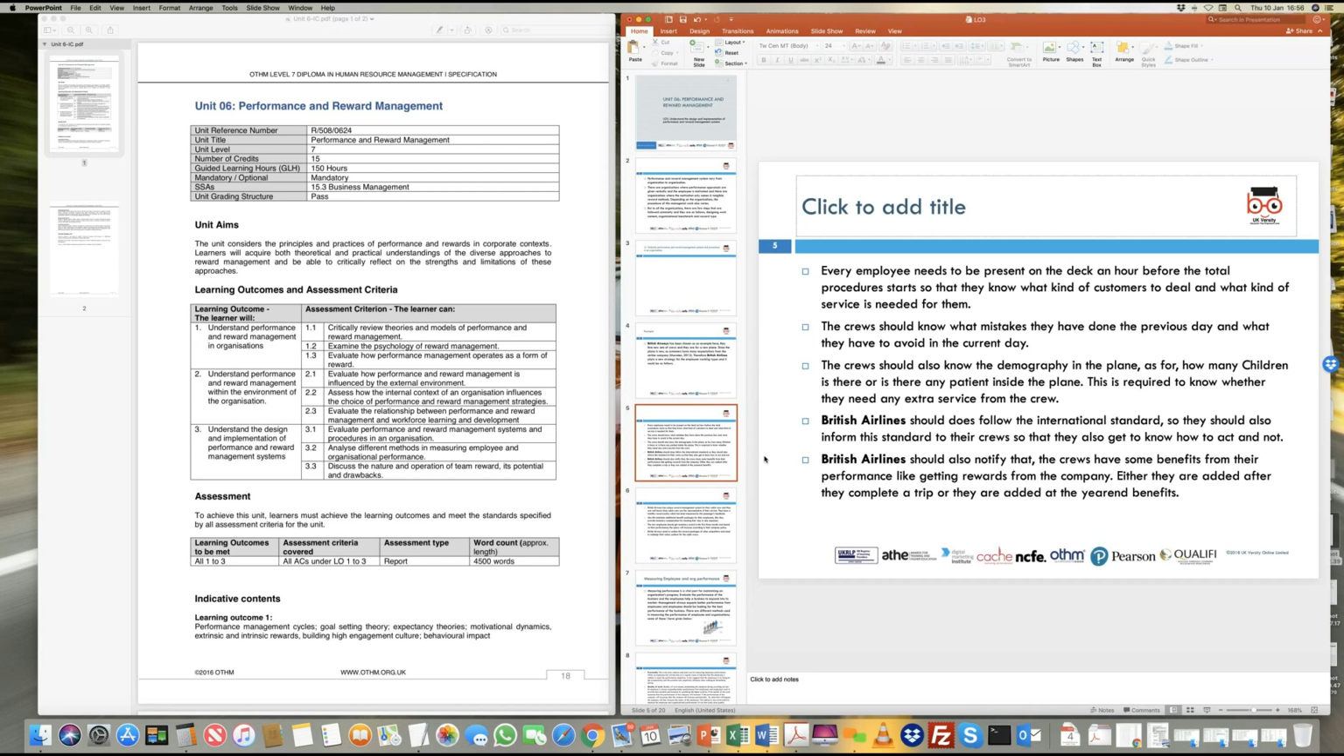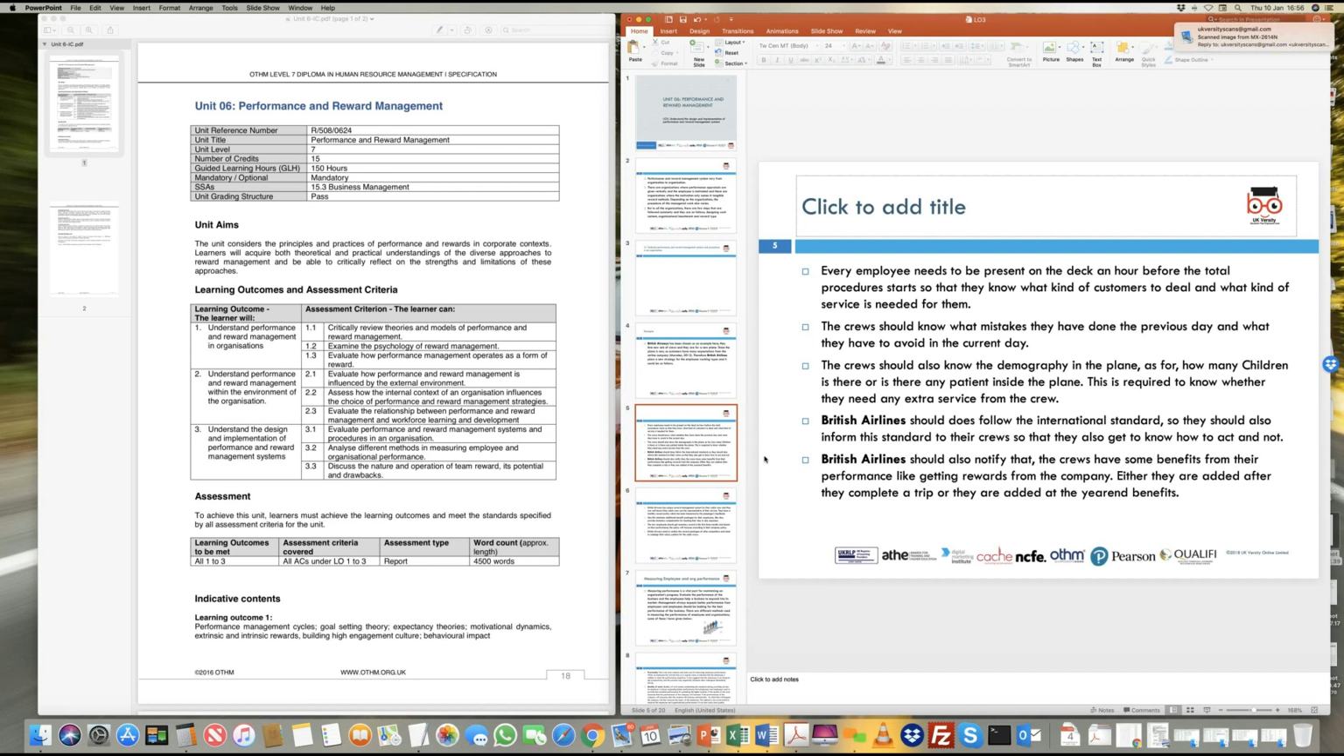And their performance cycle and the reward management system were tailored around managing the expectation of customers with regards to that particular, let's put it this way, product. So in this case, the plane.